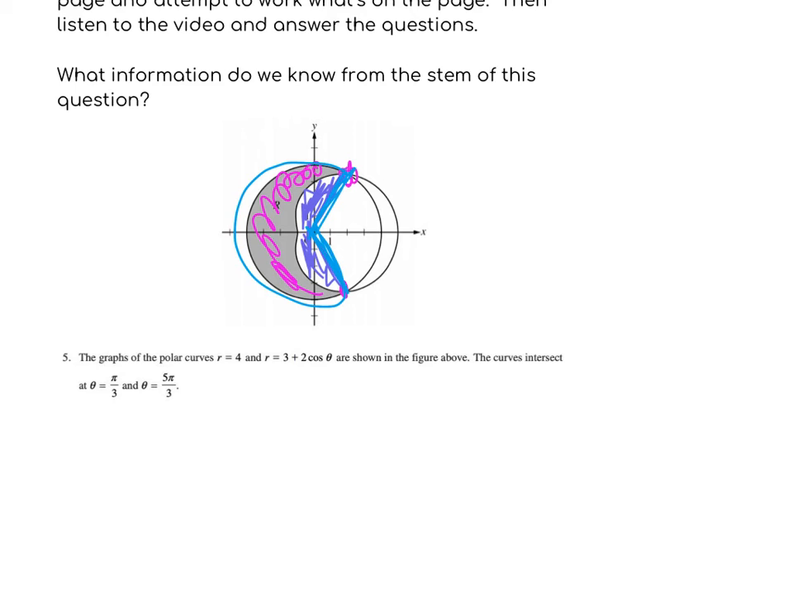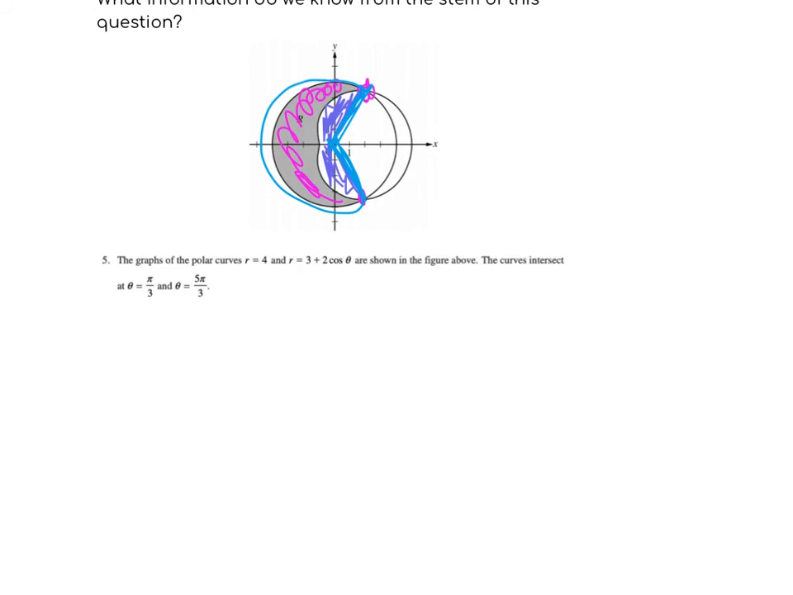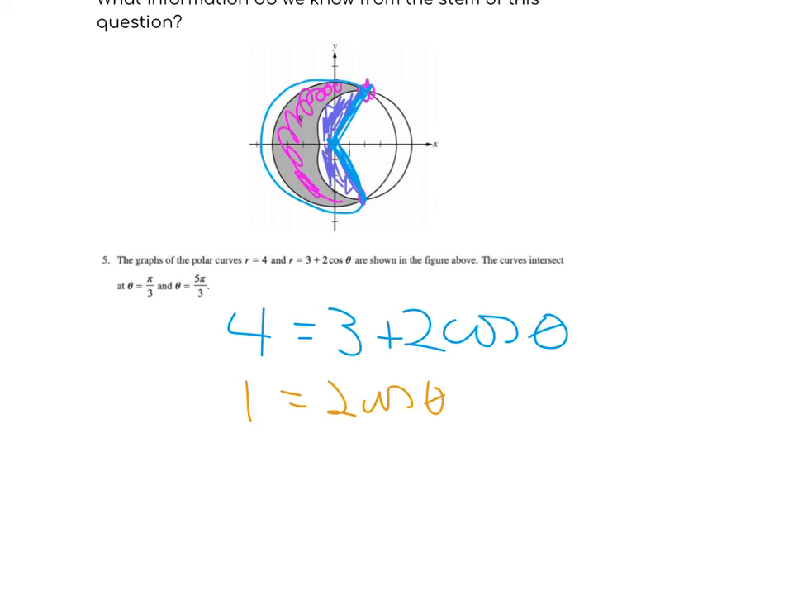If you had to figure it out, I'm going to show you how. If you had to figure out where these things intersect, just set them equal to each other. Subtract that 3, and you'll have 1 equals 2 cosine theta. Then divide by 2, so you have 1/2 is cosine theta. Then you figure out where cosine theta is 1/2. You should be able to process that that's in the first and fourth quadrants because that's where cosine is positive. Hence the pi over 3 and 5 pi over 3.